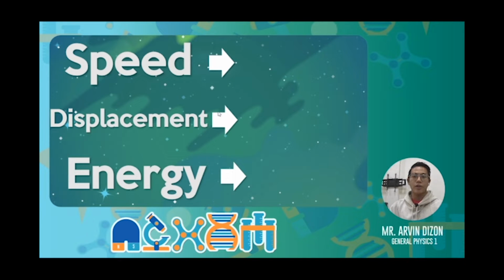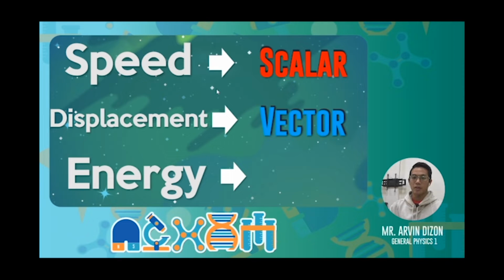Again, please try to identify if they are a scalar or a vector quantity. Speed is a scalar quantity. Displacement is a vector quantity. Energy is a scalar quantity. So, among these, what's different would be the displacement. Why? Because displacement is actually a vector quantity. Its counterpart is the distance, which is a scalar quantity. So why is displacement a vector quantity? By now, you should already know because I have given you a link that would tell you the difference.